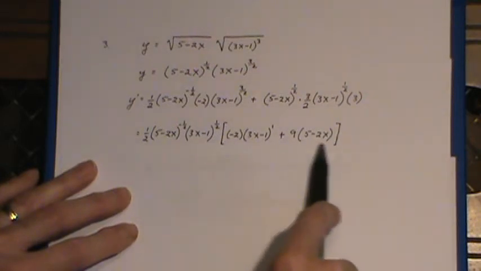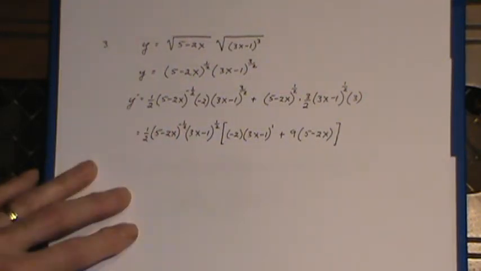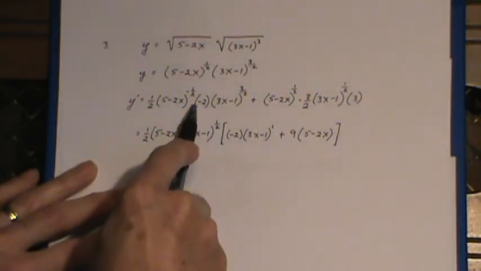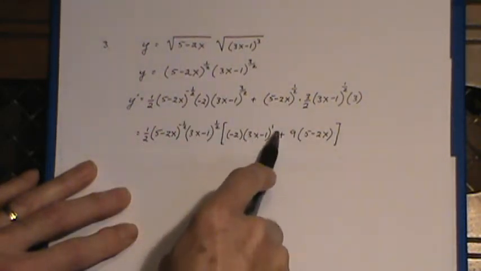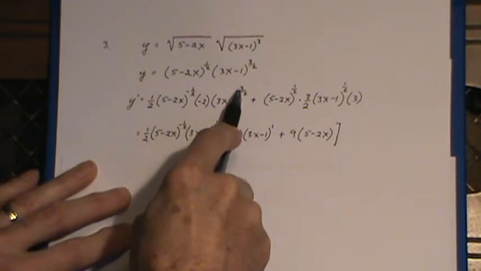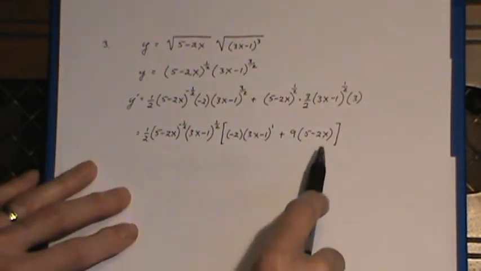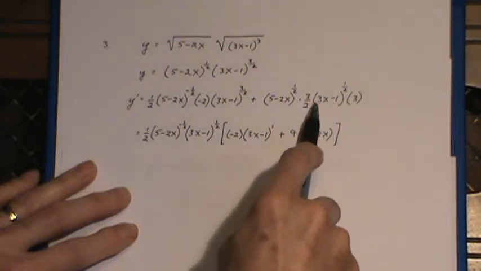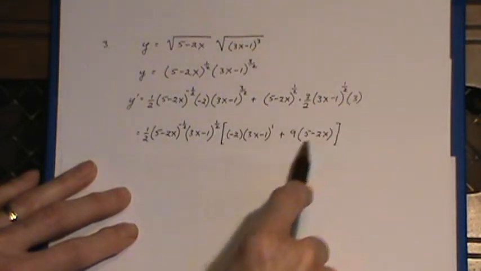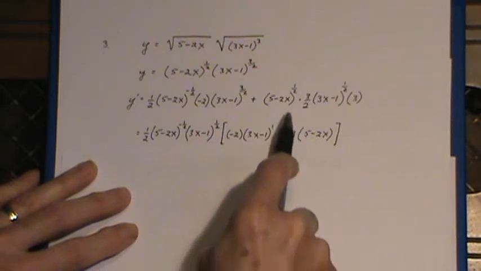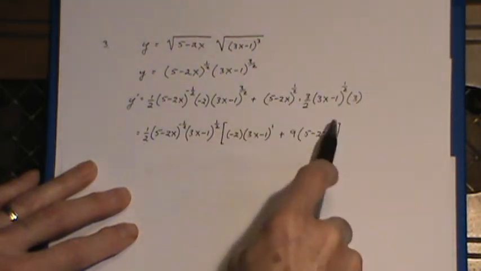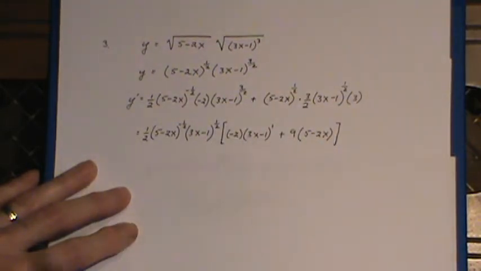This is what this looks like once you get those common factors out. That negative 2 is from here. The 3x minus 1 dropped from 3 halves to 1, and that was taken out. And over here, the 3x minus 1 to the half was taken out, and this increased to a 1. So this should always clean up very nicely inside.